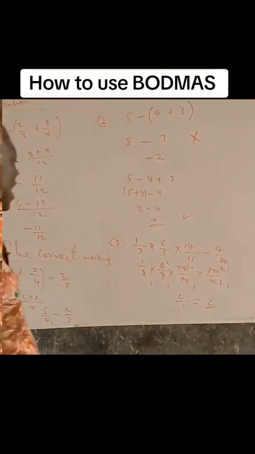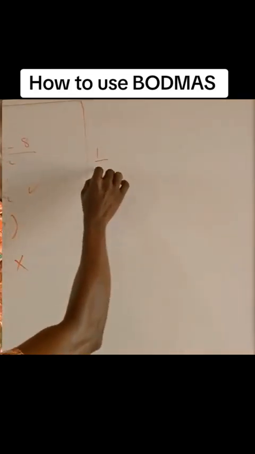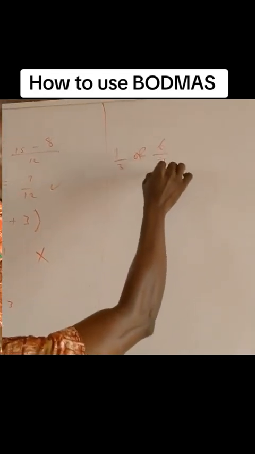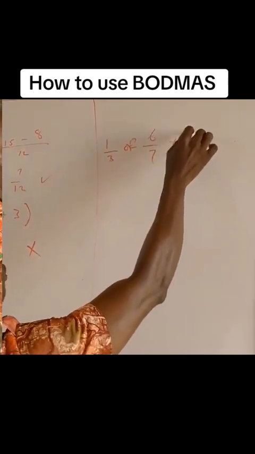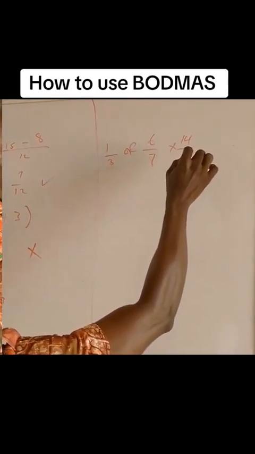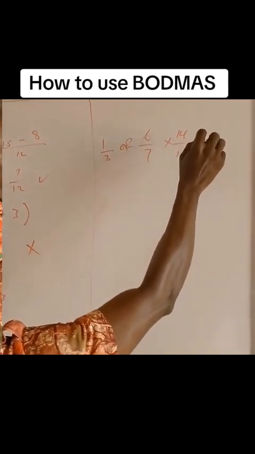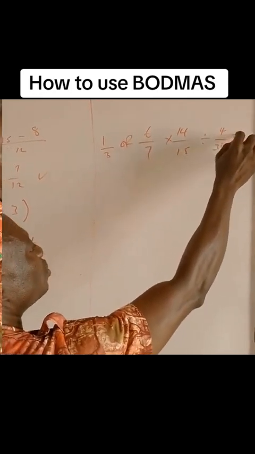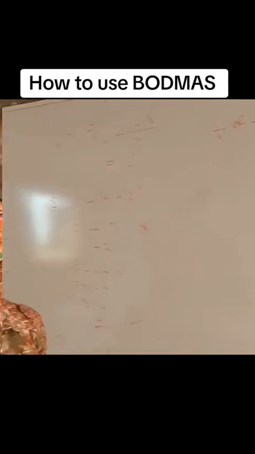Meaning that 1 over 3 of 6 over 7 multiplied by 14 over 15 divided by 4 over 30 is equal to 2 as the last answer. That is what we're trying to explain.